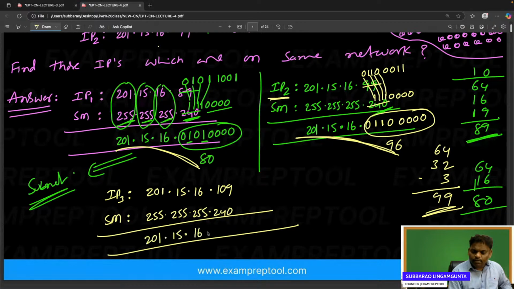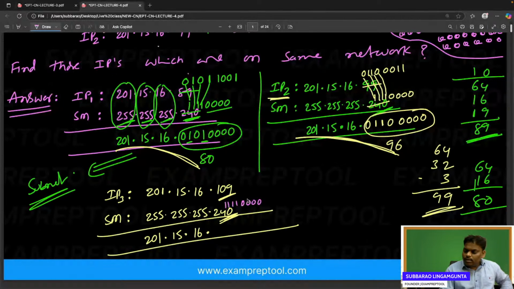Now, can you help me? Here, all ones are not there. With all ones, AND operation gives anything as it is, but this is not all ones. You have to convert into binary format. Let me convert. This is, I think, 4 ones and 4 zeros.